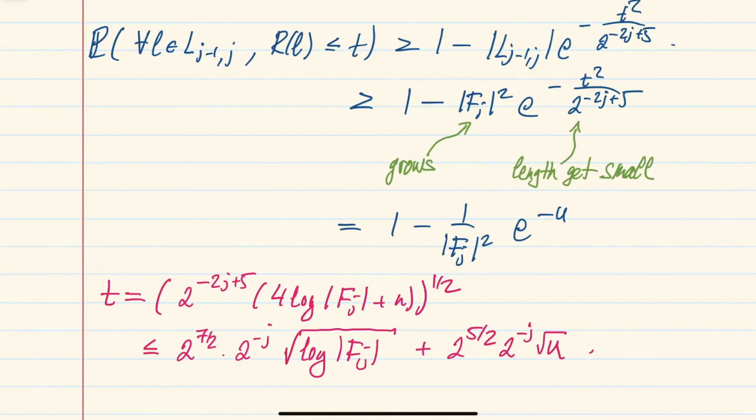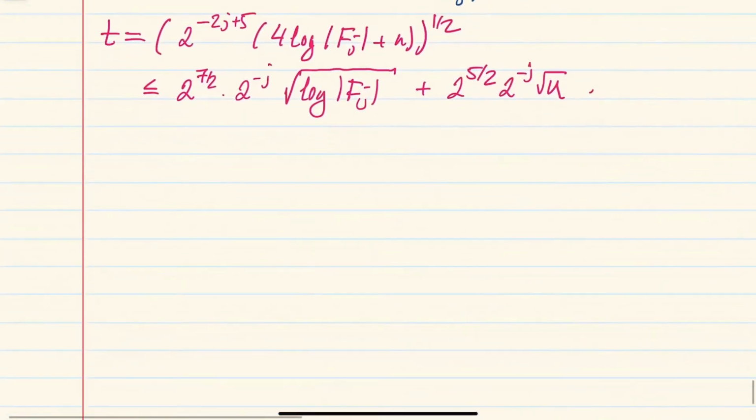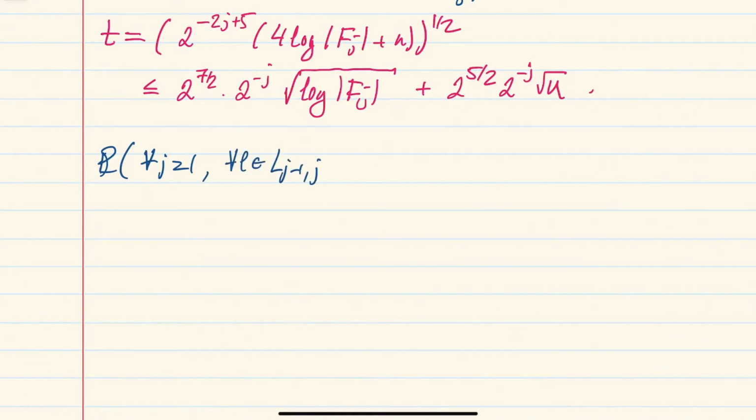We made this change of variables because we also want to control all these links for all levels j. So we want to take another union bound and write the probability that for all j and for all links between level j minus 1 and j, the Rademacher process on the link is bounded by t, and t is now replaced by this quantity here, so I will not copy it here.